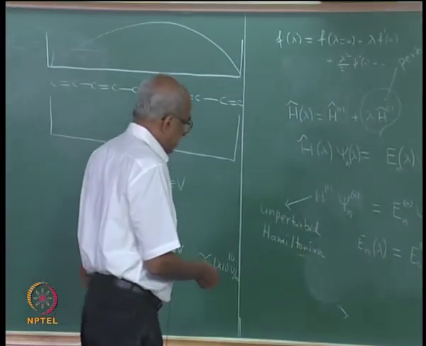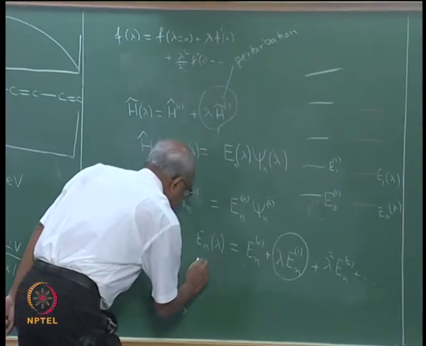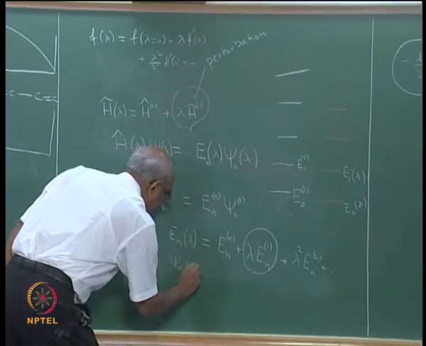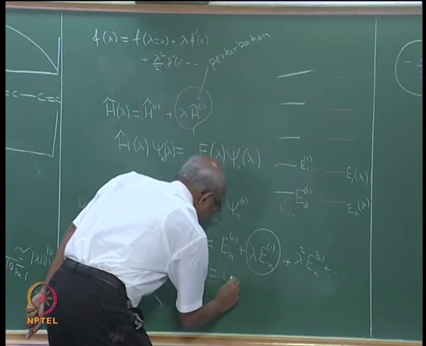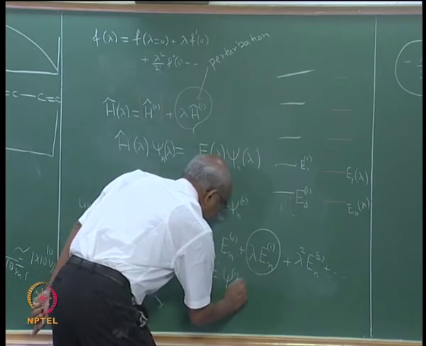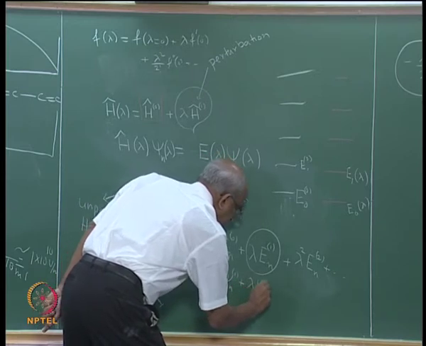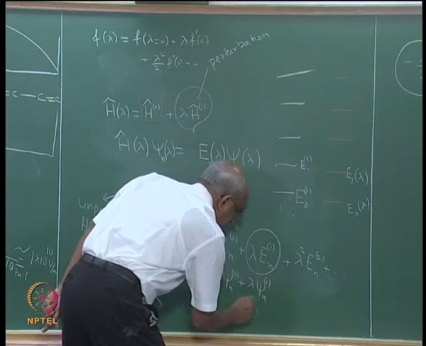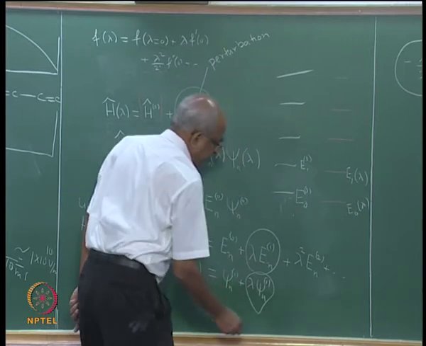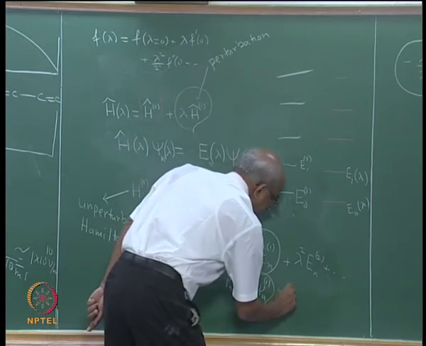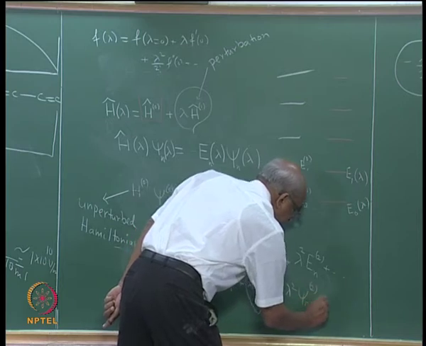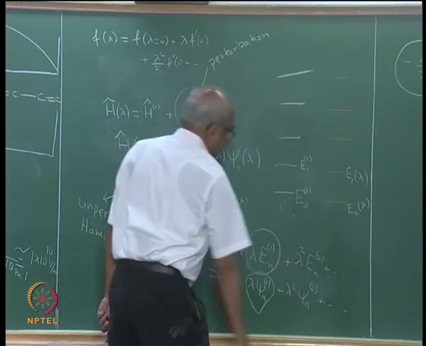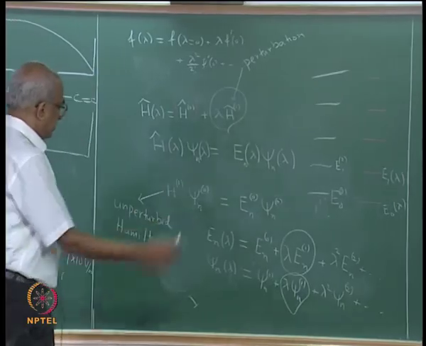In a similar fashion, I can think of the wave function. What will happen with my wave function psi n lambda? I can imagine that I would have psi n 0 plus lambda times psi n 1. This whole thing is my first order correction to the wave function, then lambda square times psi n 2, second order, this whole thing again is my second order correction to the wave function, and so on.